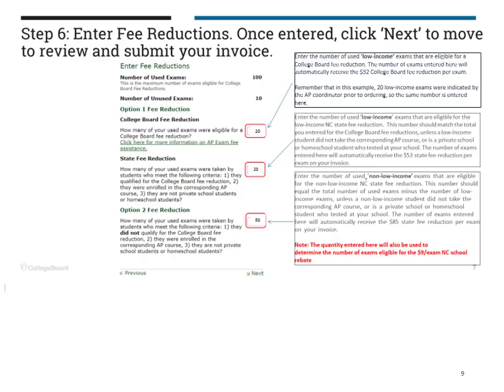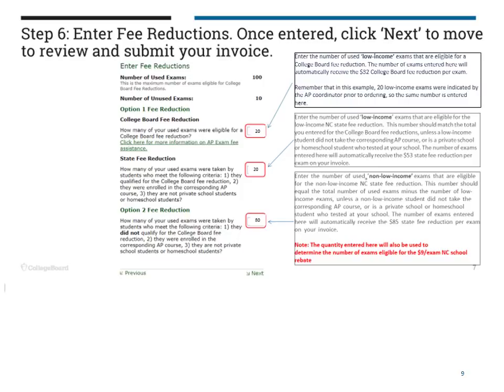But if they're a homeschool student or a private school student or a student who wasn't enrolled in the corresponding course, they can still get the fee reduction, and you'll need to report to the College Board that there was a fee reduction, but they will have to pay the school for that. And in the following screen, you'll see where that will be reflected in the costs incurred that the school will have to pay to the College Board.